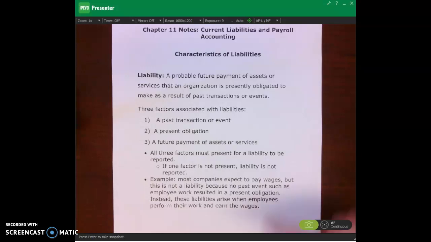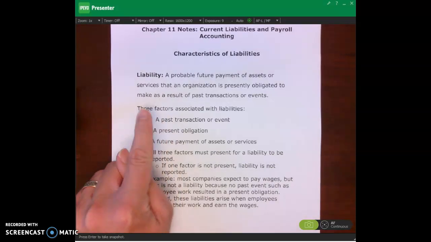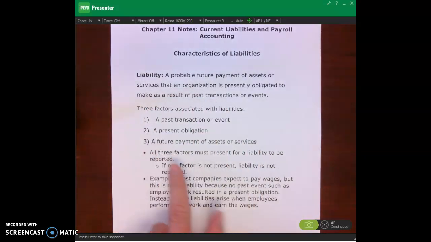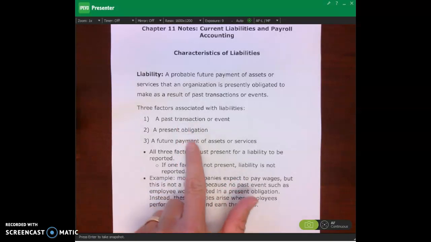And so this is a good definition of a liability. It says a probable future payment of assets or services that a company, an organization more broadly, is presently obligated to make as a result of past transactions or events. So we have three factors. If we were to parse this definition into three different factors, here they are.